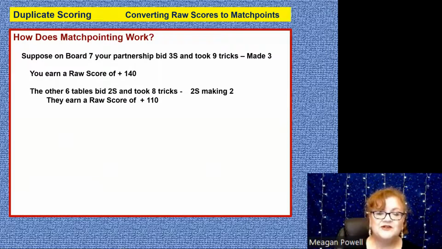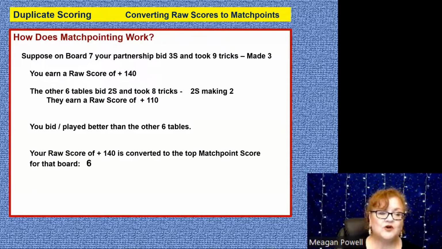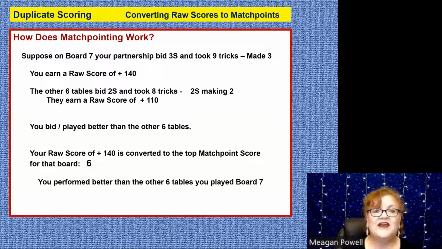And let's say the other six tables didn't quite go that far. Maybe they bid two spades and they took their eight necessary tricks. They bid two and they made two. If all the other tables did that, they earned a positive score of 110 points, but our 140 is better than all the other tables when they earned 110. We bid and played better than the other six tables. Our raw score, because it's the highest raw score, gets converted to a six in this seven table game. We performed better than six other tables. We get a six in match points on this board.